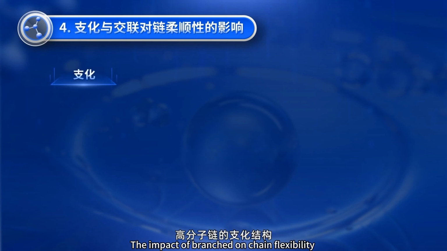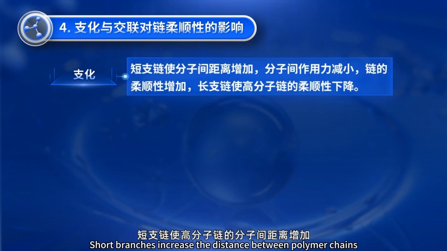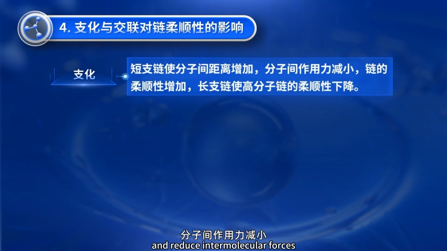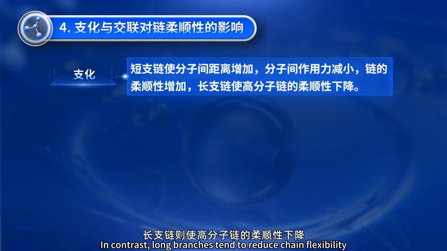The impact of branching on chain flexibility depends mainly on the length of the branches. Short branches increase the distance between polymer chains and reduce intermolecular forces, thereby enhancing chain flexibility. In contrast, long branches tend to reduce chain flexibility.